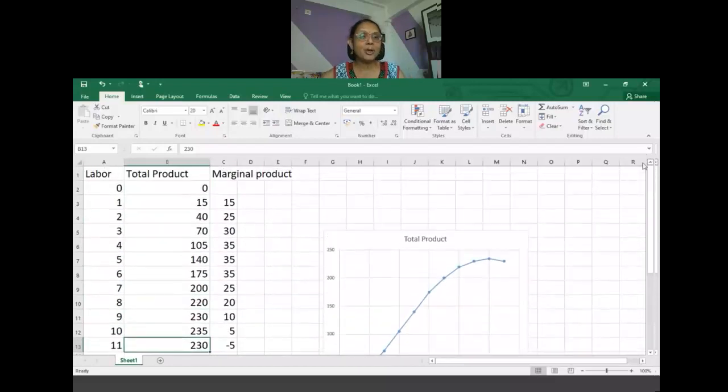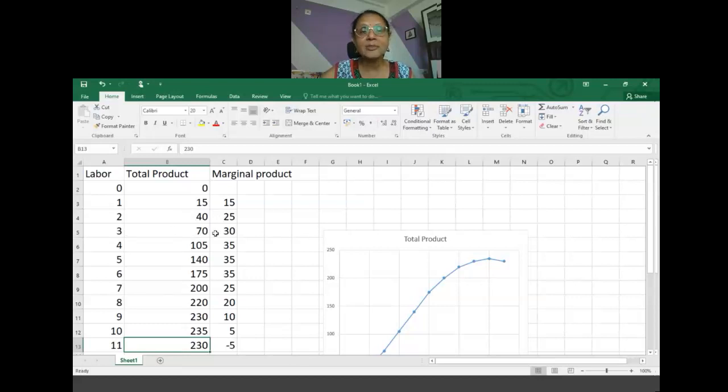Right. So here are the laborers. When there was no laborer, there was no production. First laborer comes in and the production becomes 15. So the additional production, which is the marginal product, is 15. Second laborer comes in, production increases to 40. So the second laborer brings with him 25. Instead of 15, the production for this laborer is actually 25 because now the productivity has increased.